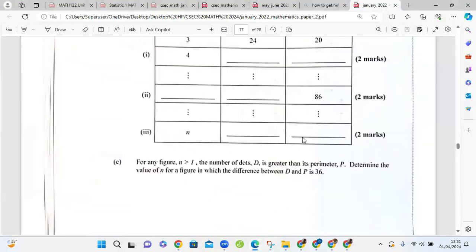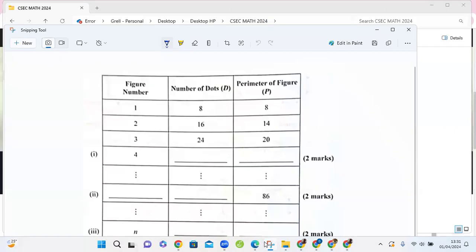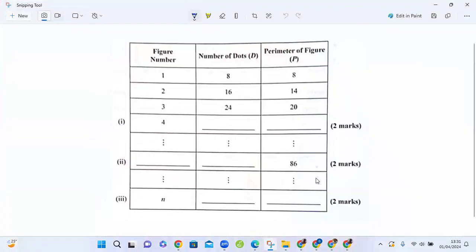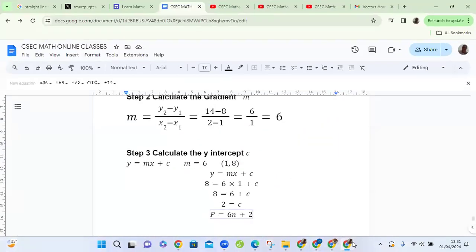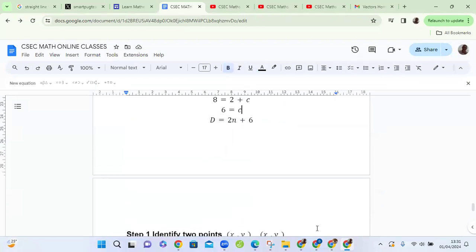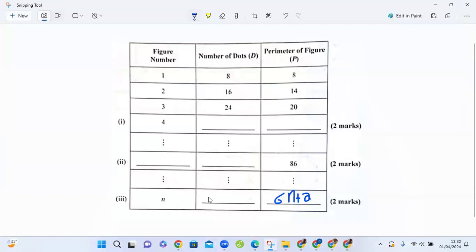6n plus 2. 6n plus 2. 2n plus 6. 2n plus 6.